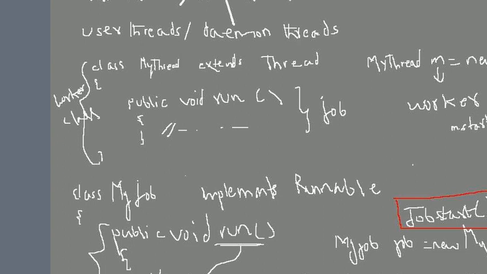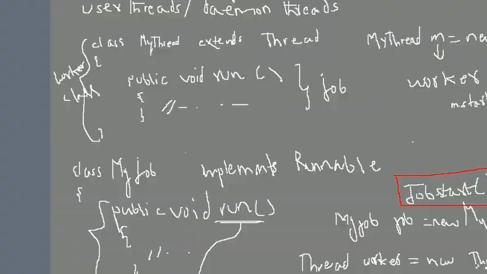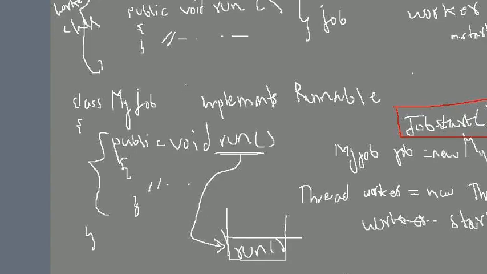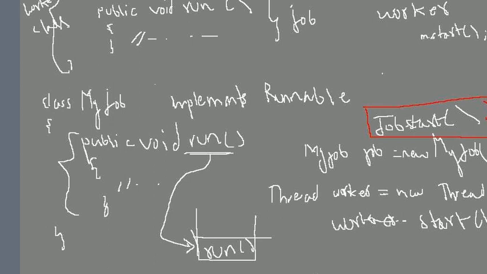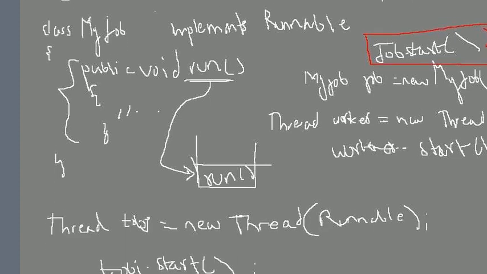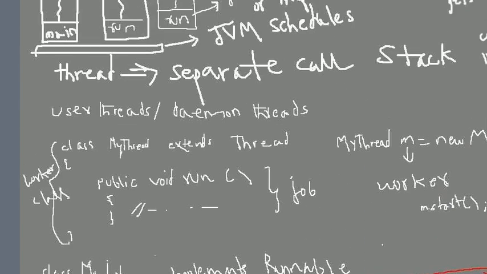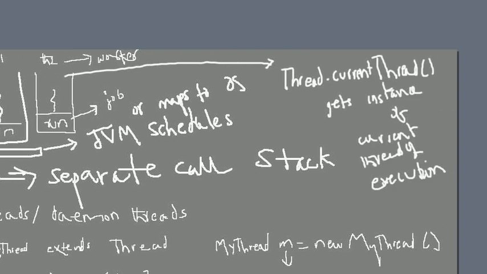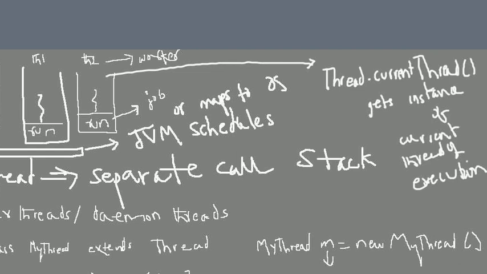So this is what it is. You define your job, and this is the worker class. And another case, this has all been talked about already. You cannot invoke the start method on a runnable instance, or an instance of type Runnable, because the Runnable interface has only the run method but not the start method. Now if you're within the run method and you want to get the instance of the current thread, you would do Thread.currentThread, which gets the instance of the current thread of execution.